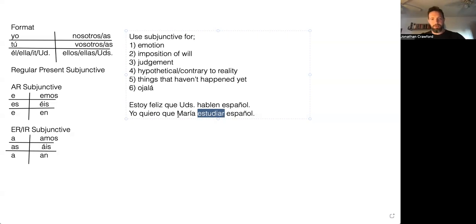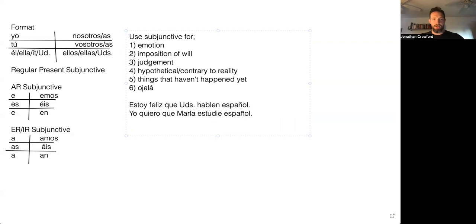But we have yo quiero que María. We can't leave it in the infinitive form. We have to conjugate this verb. How do we conjugate it? Well, we know it's an AR verb, and we know Maria is doing it. And so it's ella, that's the lower left-hand side. It's an AR verb, lower left-hand side, E. Estudie. Queremos que María estudie español. Yo quiero que María estudie español.